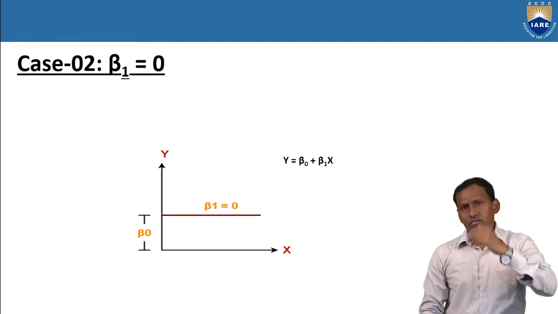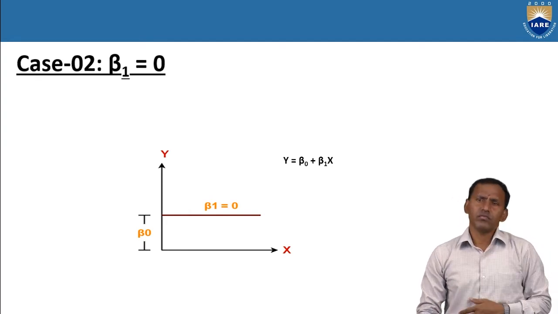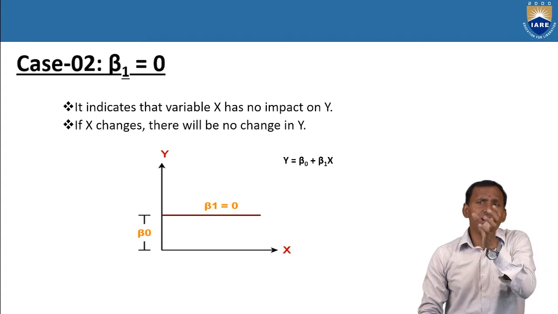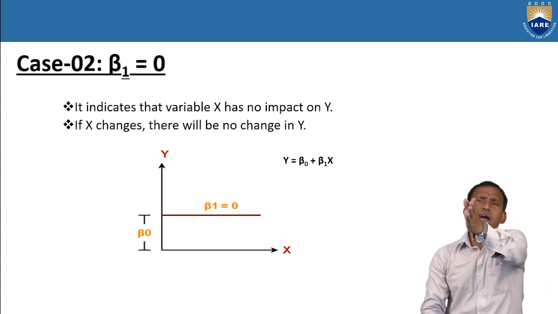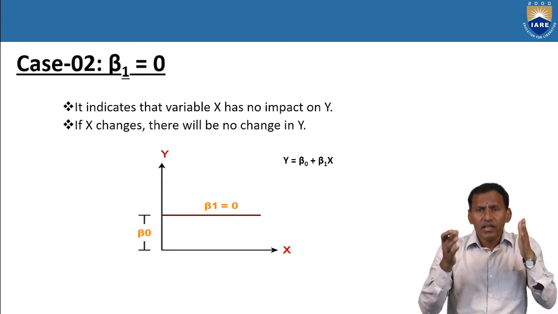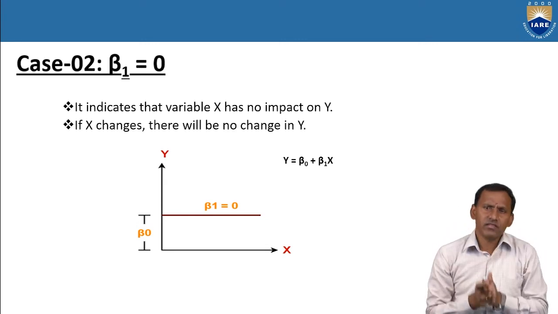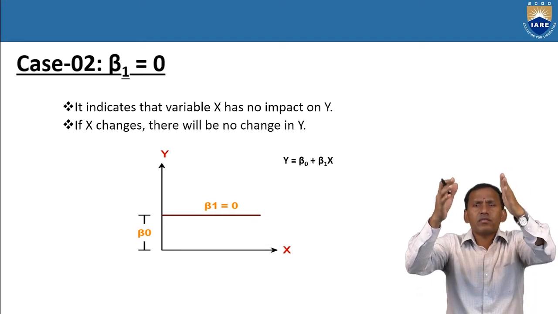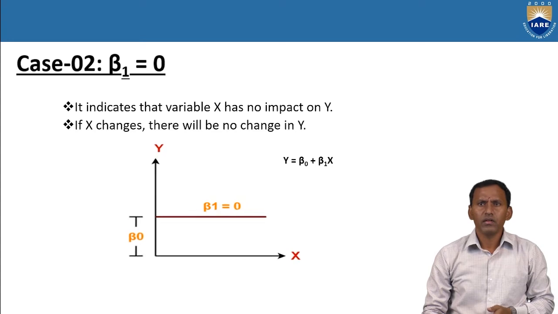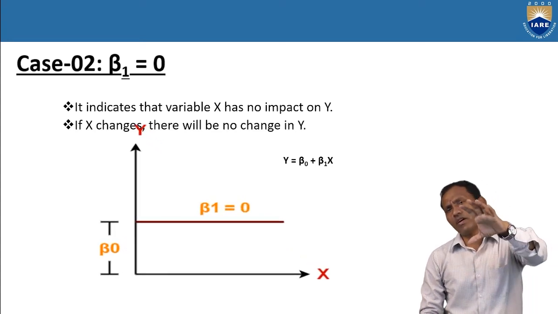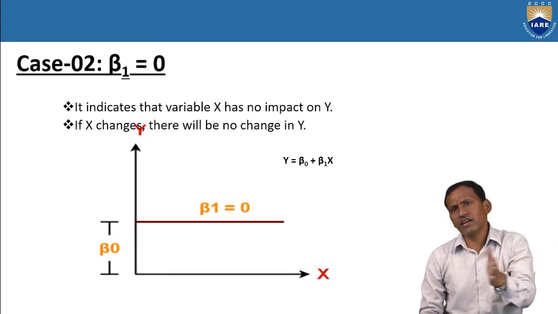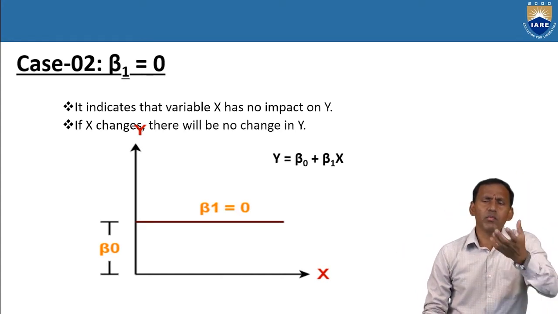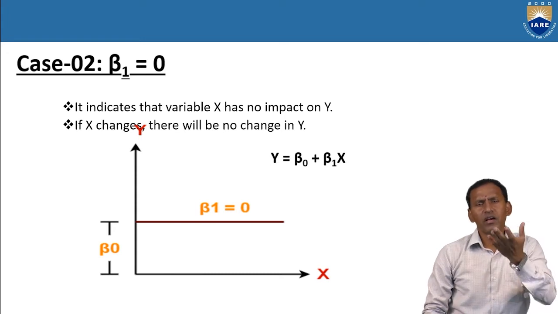Coming to the case where the slope is equal to 0. Here it indicates that the variable x has no impact on y. That means even if x changes, it never impacts y. So this figure indicates that even if x increases, it doesn't affect y. So this is the formula of what? A linear regression, simple linear regression.